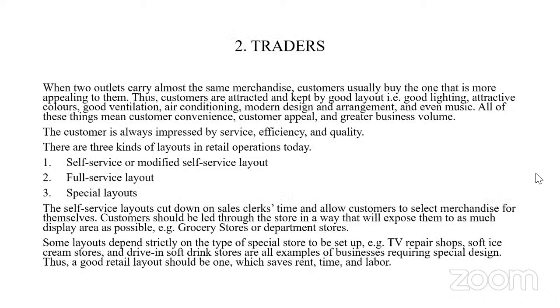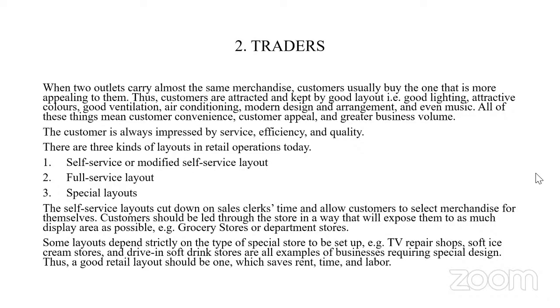Next category in plant layout is traders. When two outlets carry almost the same merchandise, customers usually buy the one that is more appealing to them. It is certainly obvious. Thus, the customers are attracted and kept by good layout, that is good lighting, attractive colors, good ventilation, air conditioning, modern design and arrangement, and even sometimes music. All of these things mean customer convenience, customer appeal, and greater business volume. The customer is always impressed by service efficiency and quality.